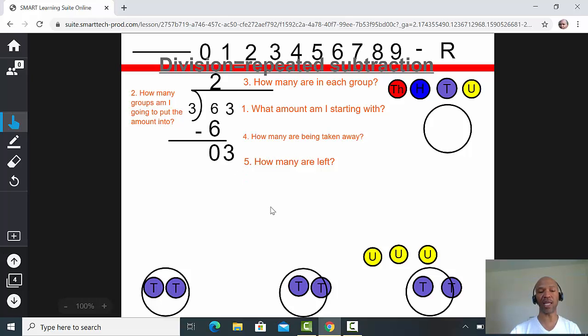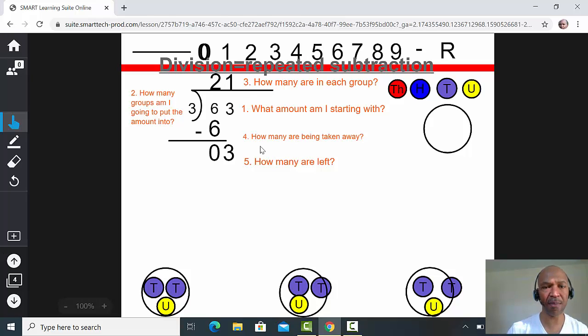So now these units have to be put into 3 groups. So 1 unit, the same amount is being taken away. Another 1 unit, another 1 unit, until there are no units left. So I have put 1 unit into each group. So a 1 goes at the top because this is the amount of units that have been put into each group.